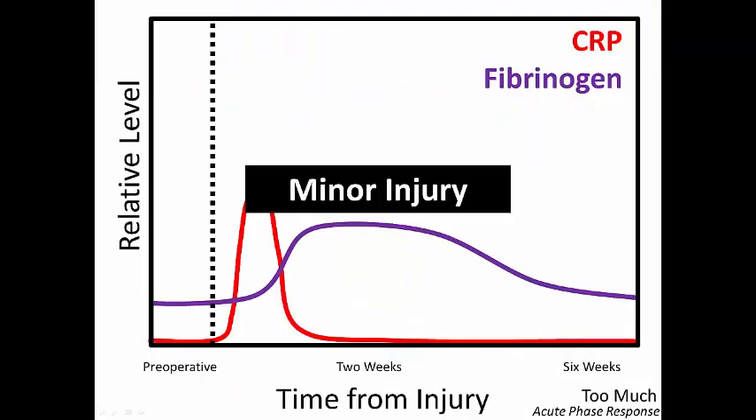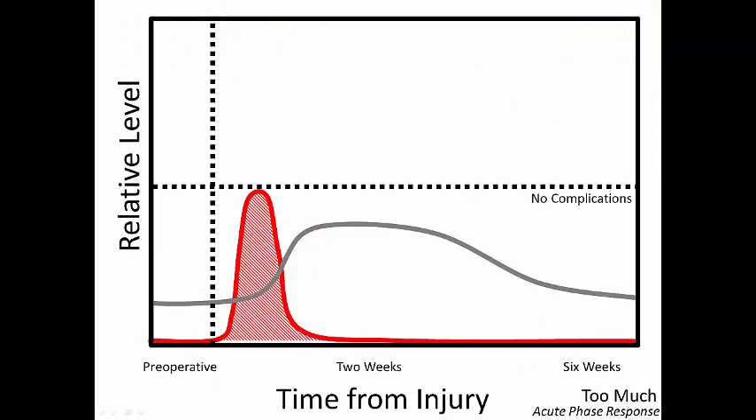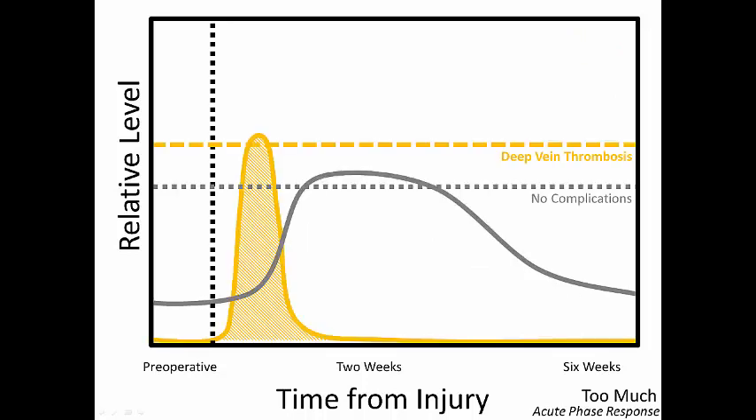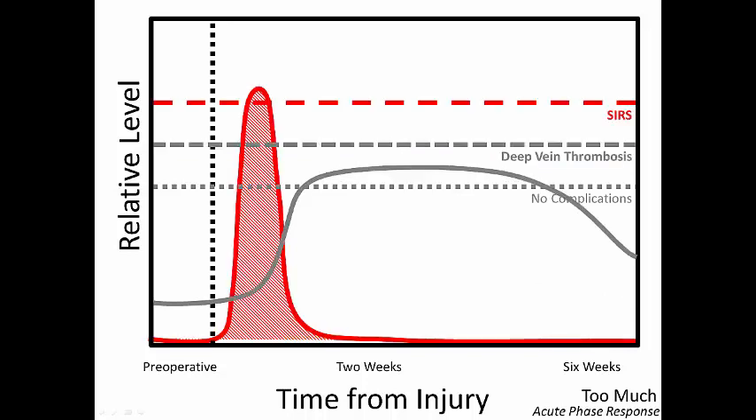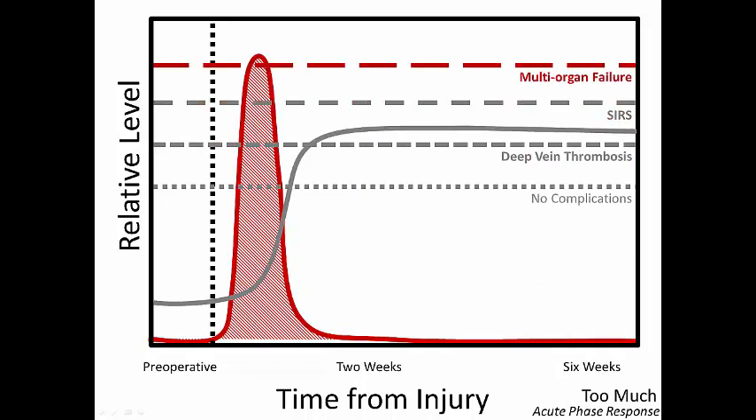This is the time course of the acute phase response for a minor injury. For this minor injury, there are no complications. But as the degree of tissue injury increases, the acute phase response increases, increasing the risk for coagulopathies and severe complications.